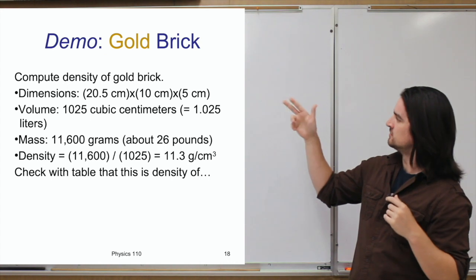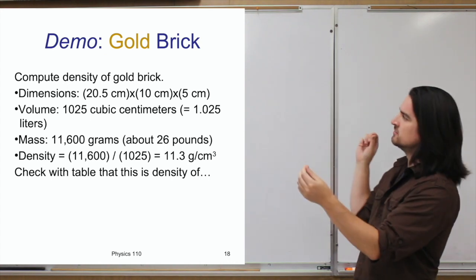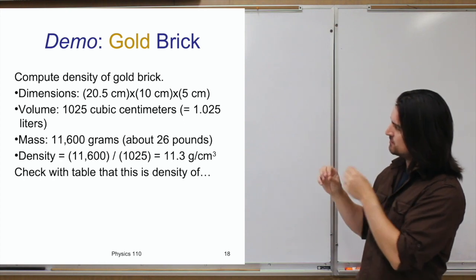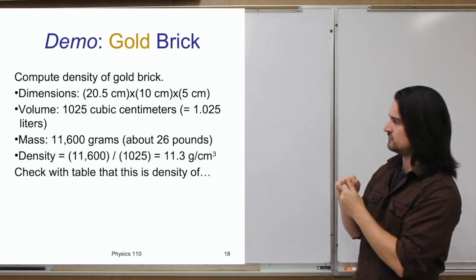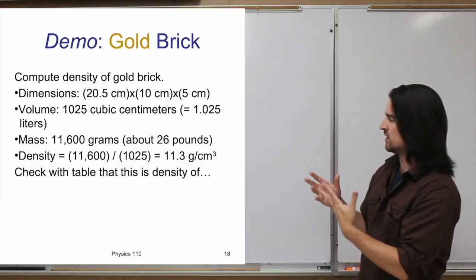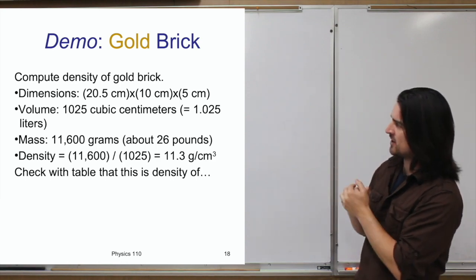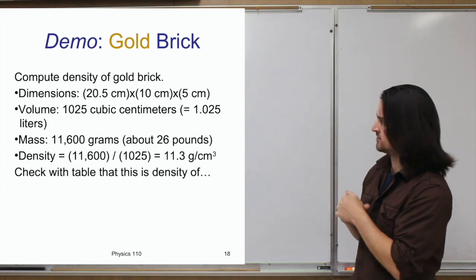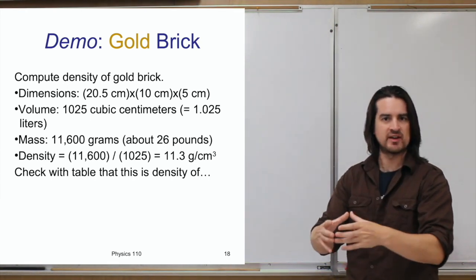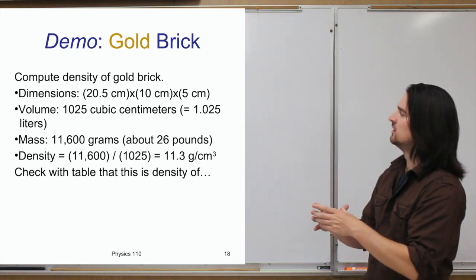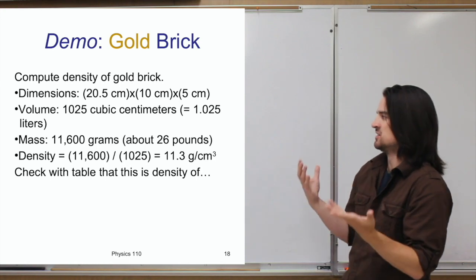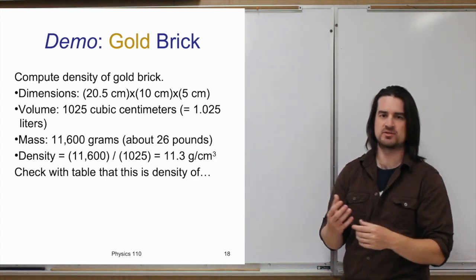We get maybe 20.5 centimeters wide, 10 centimeters deep, and 5 centimeters high. Multiply all of those together, we get a volume of 1,025 cubic centimeters. And then we go ahead and measure the mass of that brick, put it on a calibrated scale, and we find out that that mass is, say, 11,600 grams.